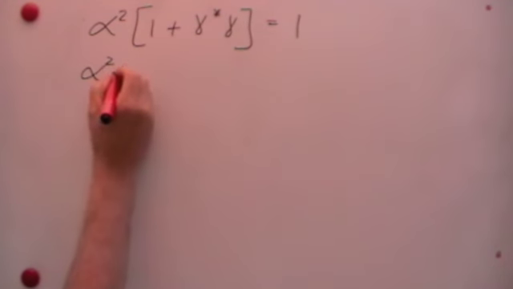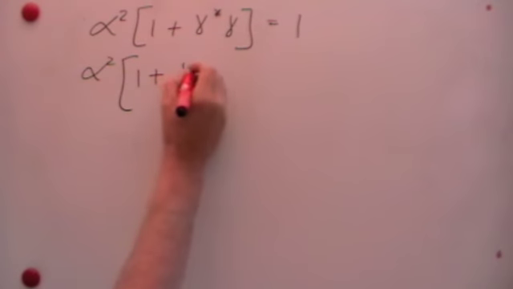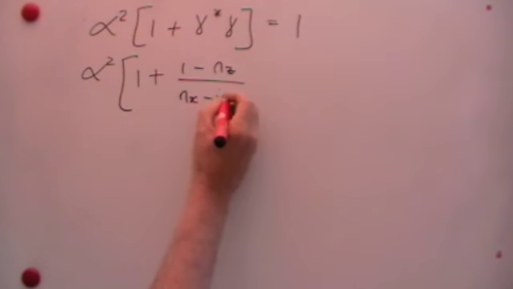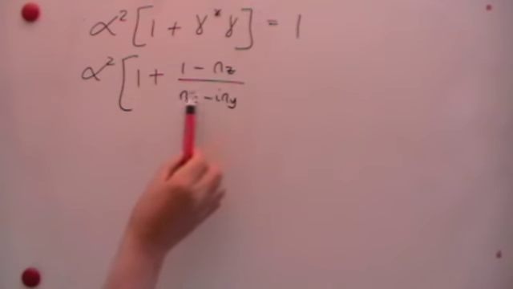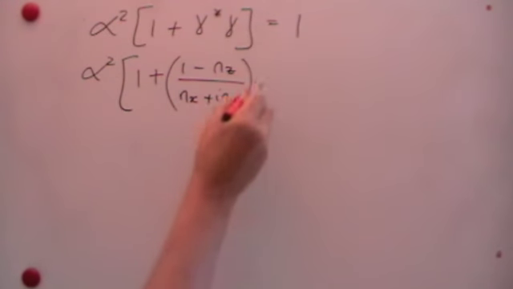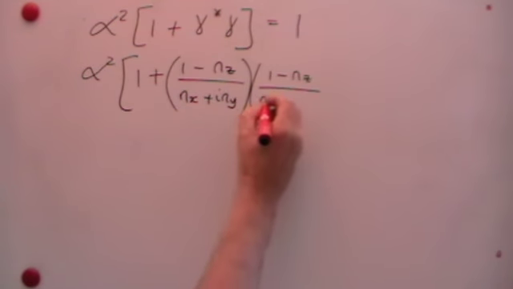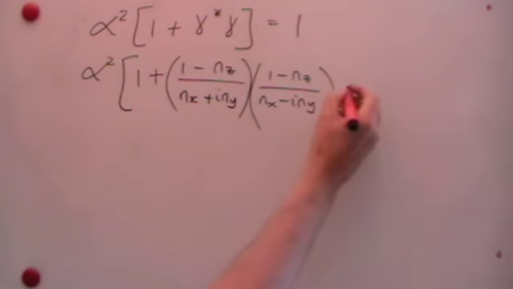That means that alpha squared into 1 plus. Now what was gamma? Gamma was 1 minus nz divided by nx minus i ny. But remember that we actually have to do the complex conjugate of this, which means we have to change the sign of the imaginary term. There is only one imaginary term, it's here, so that becomes a plus. And that gets multiplied by gamma, which is 1 minus nz divided by nx minus i ny. And that's got to equal 1.